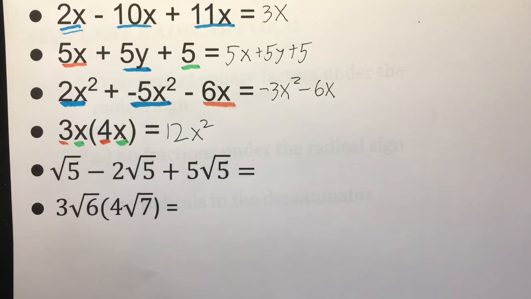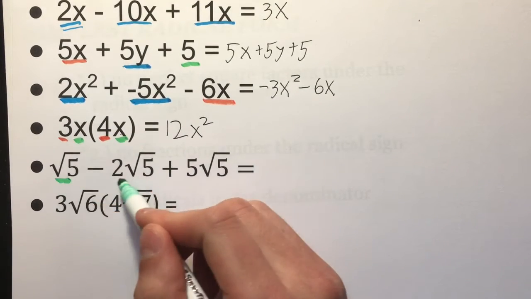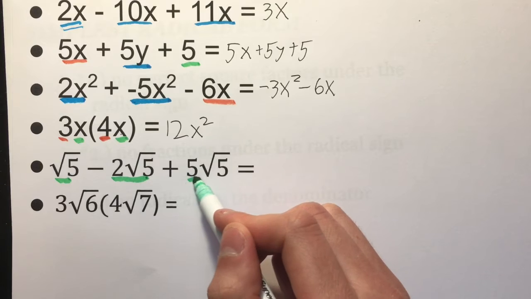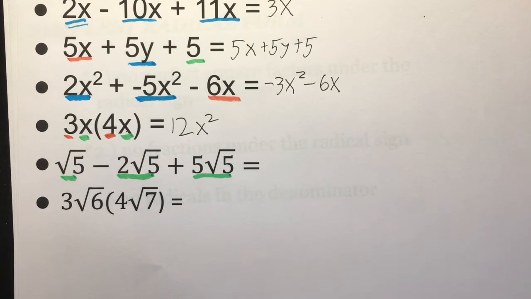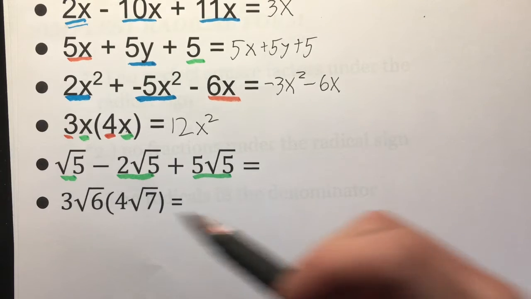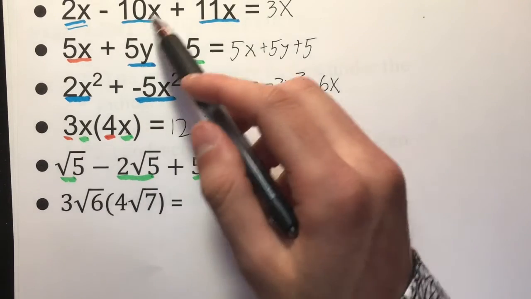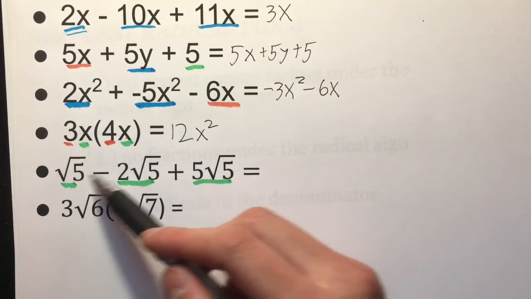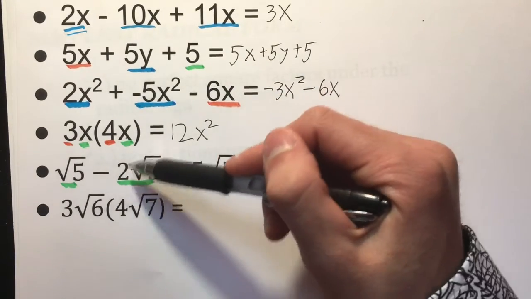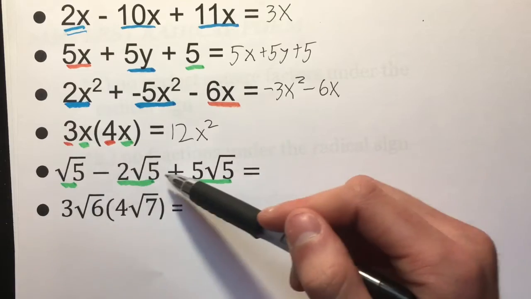All right, so we have root 5 minus 2 root 5 plus 5 root 5. All of those are like terms because they share the radical root 5. Likewise, if this was just x minus 2x plus 5x, kind of like in the first one, we would just add the coefficients and then carry on the variable.